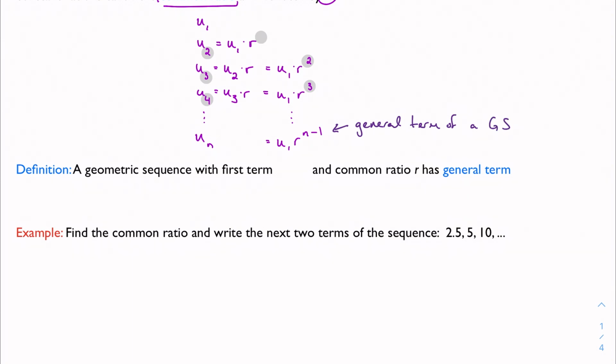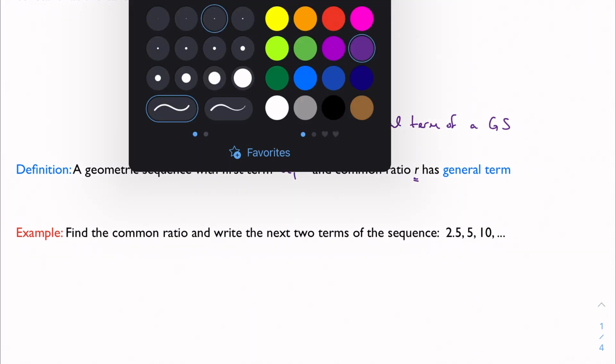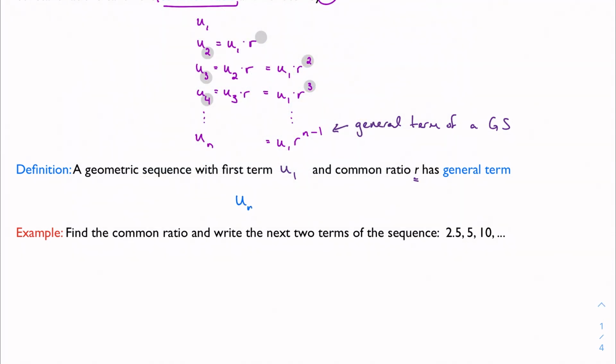So to summarize that, a geometric sequence with first term u sub 1 and common ratio r has general term u sub n equals u sub 1 times r to the n minus 1. This is our general term.